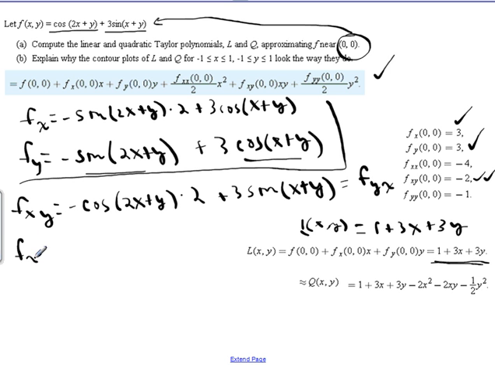Okay, then we need f partial xx, which will equal negative 4 cosine of 2x plus y plus 3 cos of x plus y.